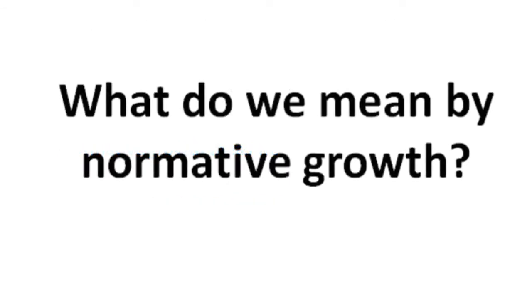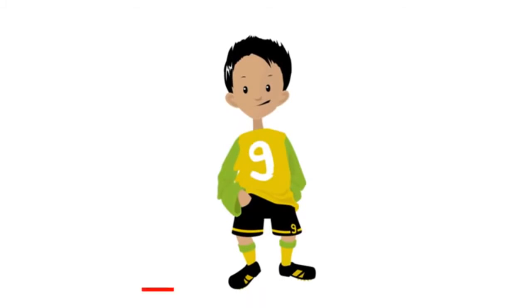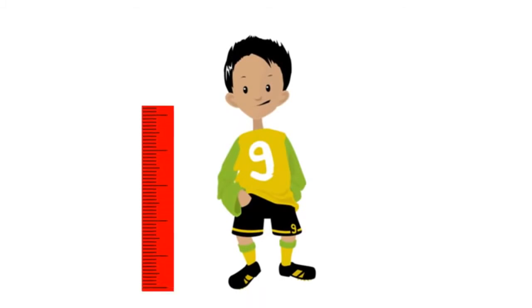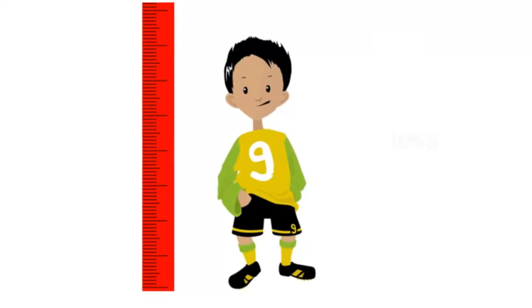What do we mean by normative growth? We're referring to the amount of growth a child makes in comparison to his or her peers. For instance, when a child goes to the doctor's office, his weight and height are measured. The doctor can tell us if the child's growth in the last year is typical. That is, is he growing the same, less, or more than other children his age?